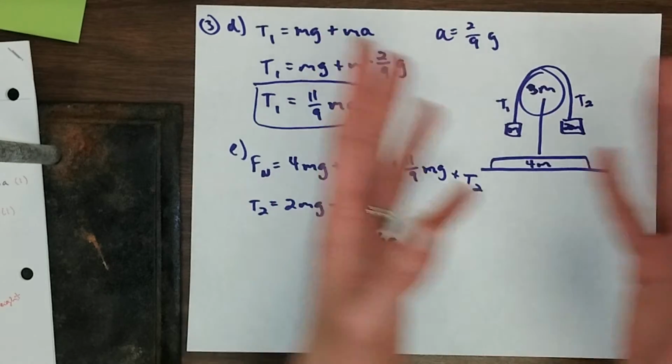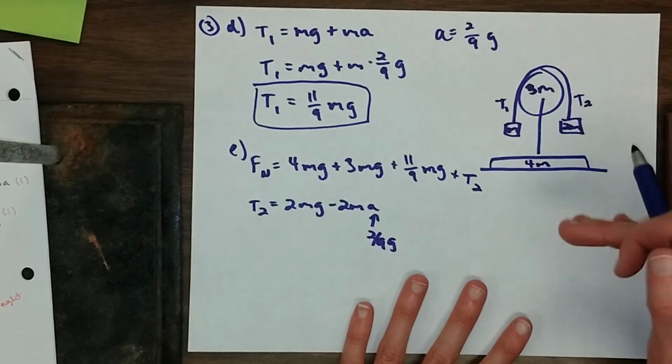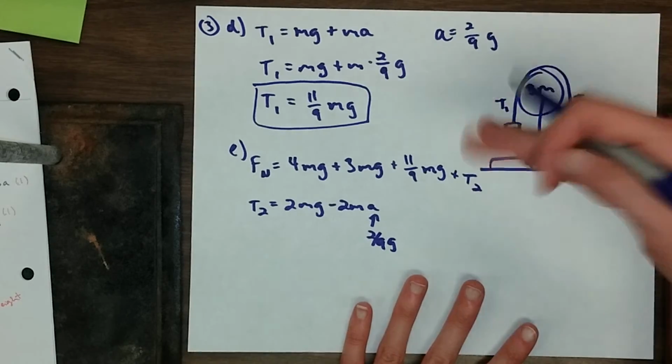So it's not in equilibrium. The forces on it aren't balanced. So the normal force is actually not equal to the weight of the whole thing.